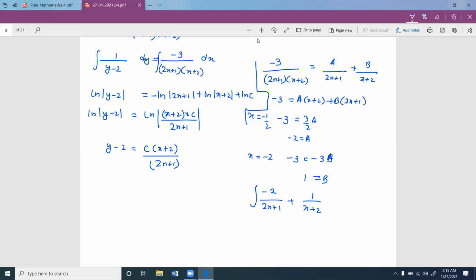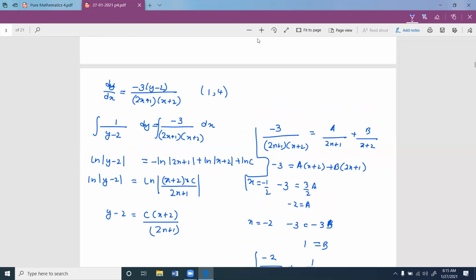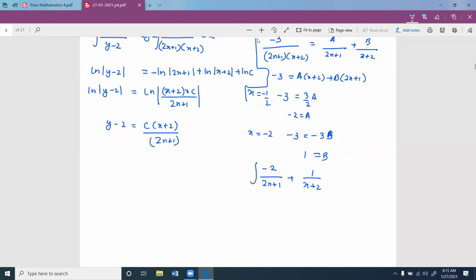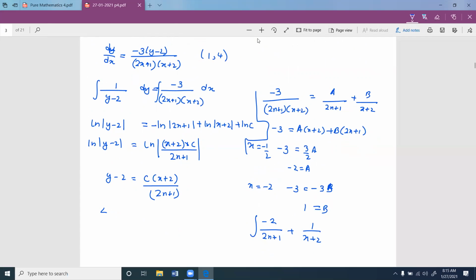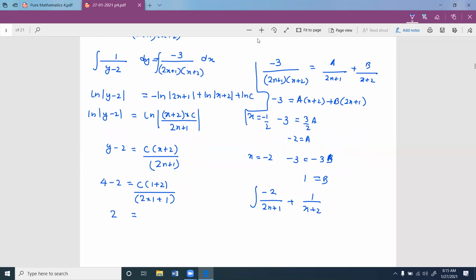So let's see whether they have given the boundary condition. Yeah, x equals 1 and y equals 4. In this question, they give us x equals 1 and y equals 4. It's given as the coordinate 1, 4. And you can find the value for c over here. Yeah, then c equals 2.